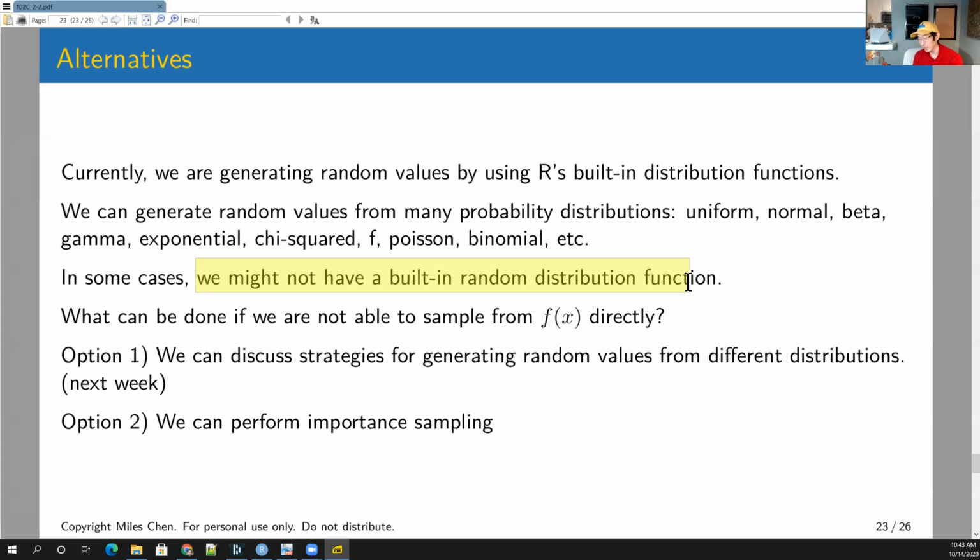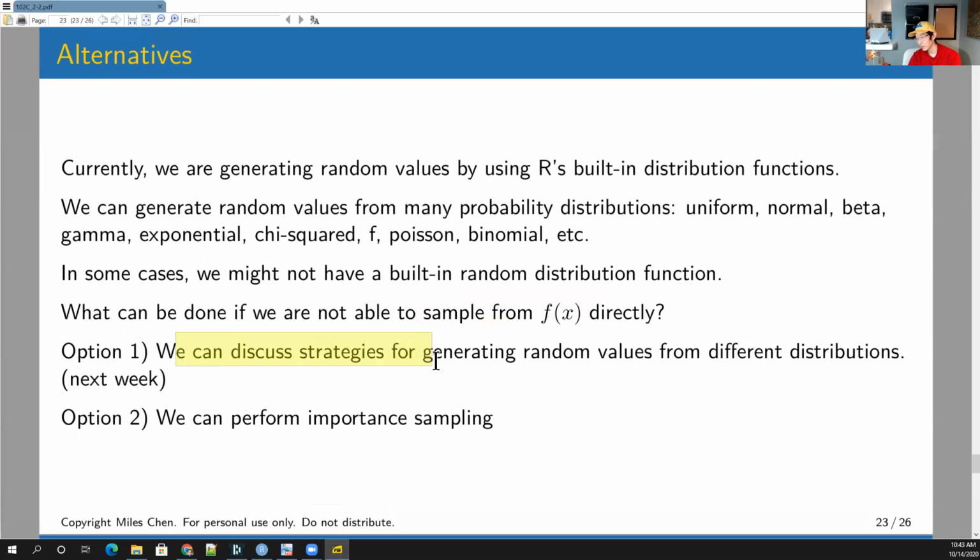And we might not have every function built into R. So what do we do if we can't sample from that PDF f of x directly? Next week we will talk about strategies for generating random variables from different distributions. If I get a new f of x and it's not one of these things where R already has it built in, we'll talk about how some of these things might work. We're going to talk about how to generate random values from different distributions or different functions. That's going to be next week.